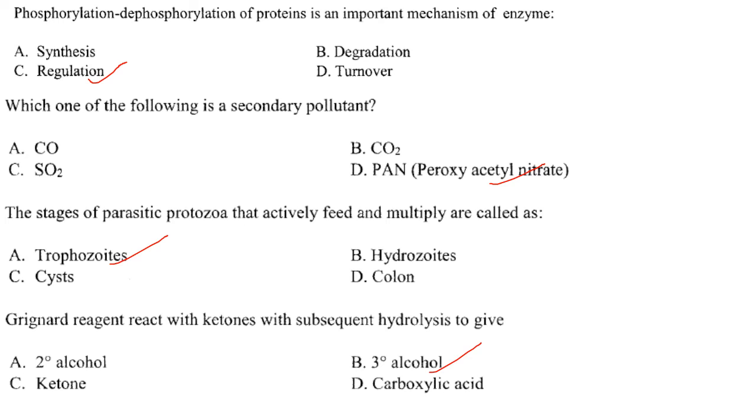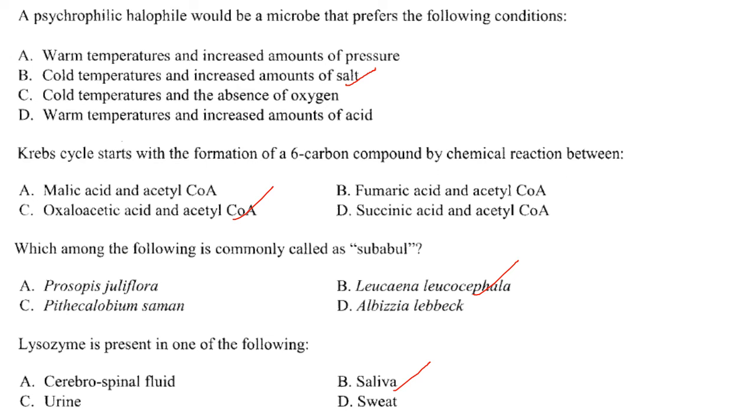Then the stages of parasitic protozoa that actively feed and multiply are called trophozoites. Answer is option A. Then Grignard reagent reacts with ketones with subsequent hydrolysis to give tertiary alcohols. Answer is option B. Then psychrophilic halophile would be a microbe that prefers the following conditions. So it prefers cold temperatures and increased amount of salt. Answer is option B.